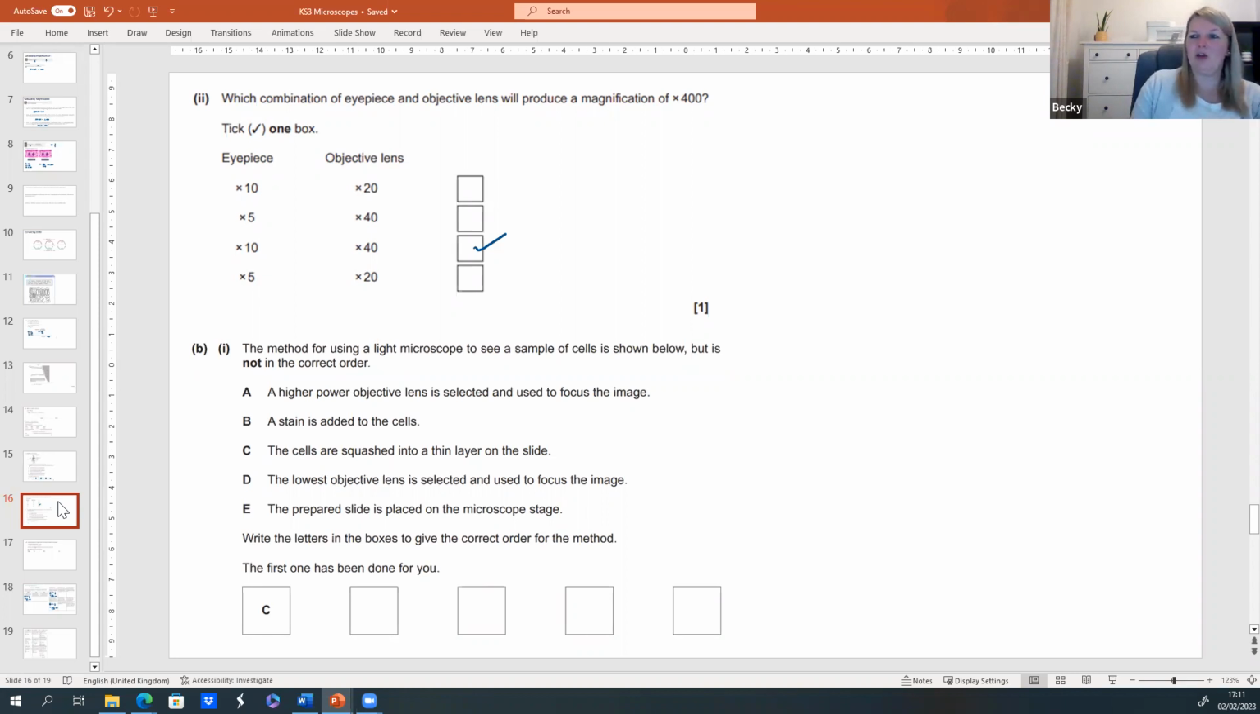Okay, amazing. Right, so this time it's slightly different, but same idea. Cells are squashed into a thin layer because this time the previous one, the slide was already ready for us, didn't it? Cells are squashed into a thin layer. We're then going to add some stain to it so that we can see them. I'm going to put the prepared slide onto the microscope stage. Remember, we always start with the lowest powered objective lens, so that is D. Focus the image, and then we can turn it up to a higher power.